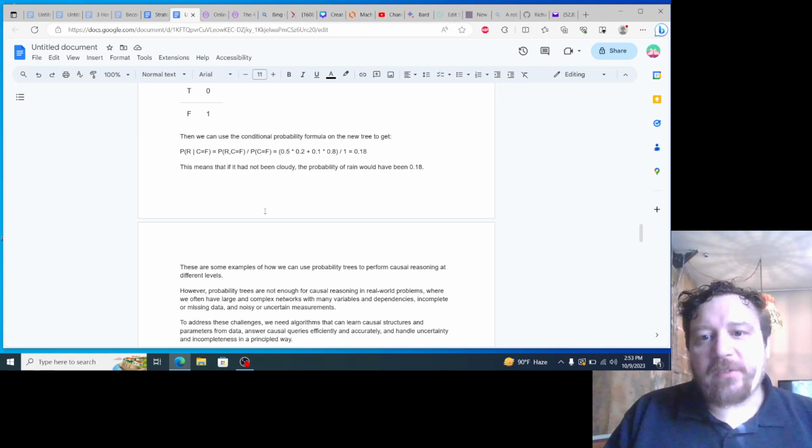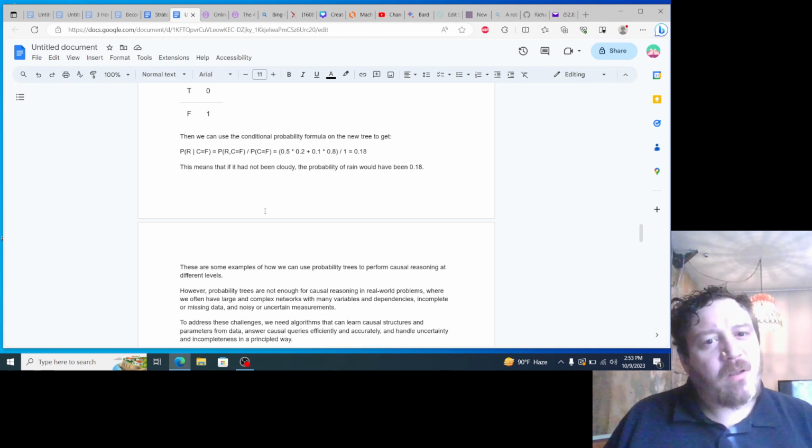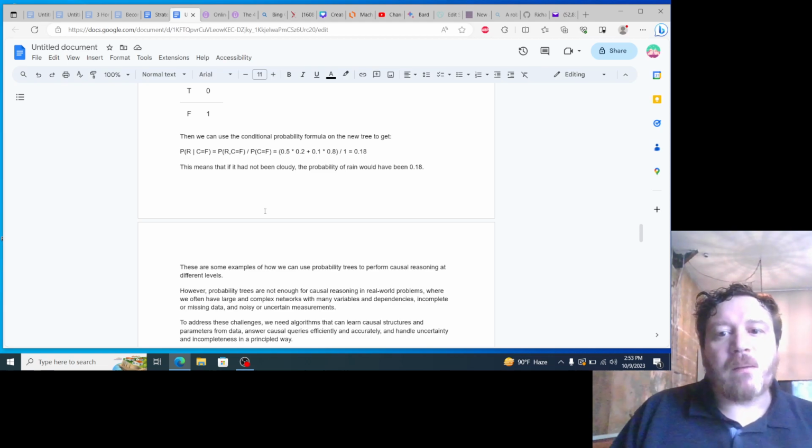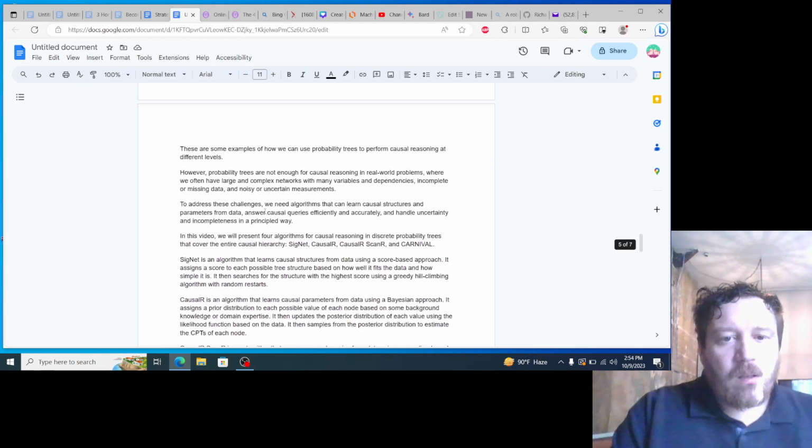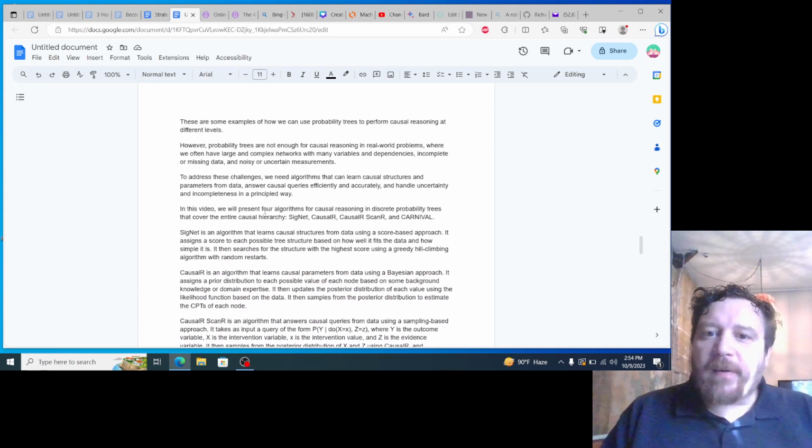Then we can use the same conditional probability formula, and it spits out almost the exact opposite of our equation. Not quite the exact opposite, but it gives us a number of 0.18. This means that if it had not been cloudy, the probability of rain would have been 0.18. These are some examples of how we can use probability trees to perform causal reasoning at different levels.